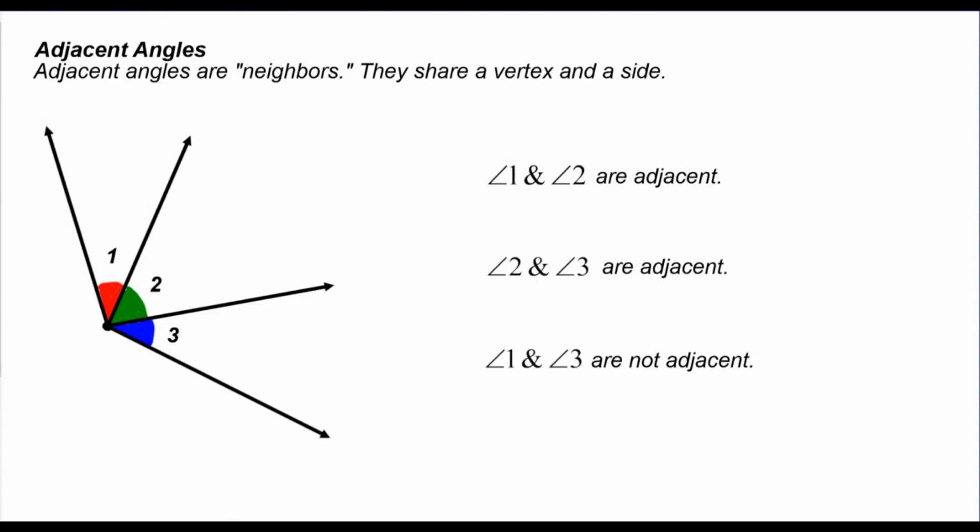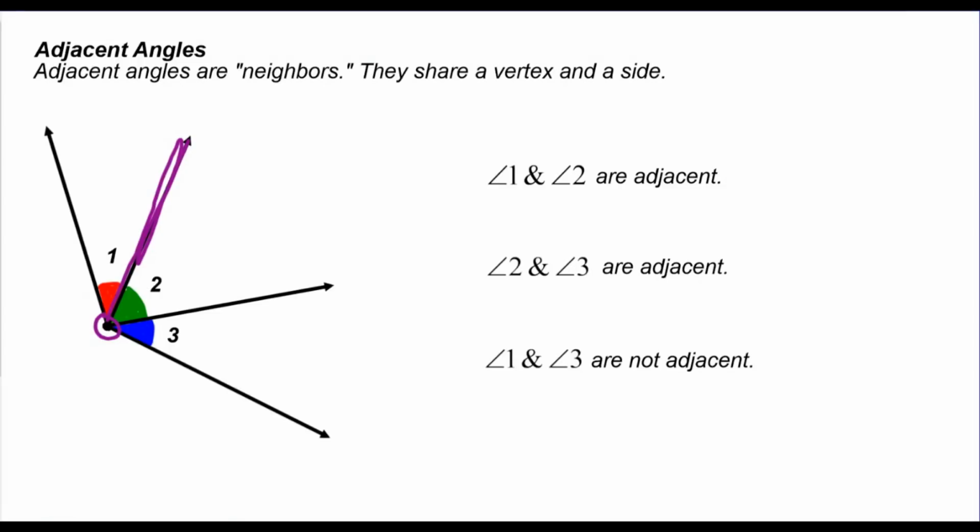So angle 1 and angle 2 are adjacent because they share a vertex, which is right here, and they share a side right here. This side right here is in between angle 1 and angle 2. They both share that side. So angle 1 and angle 2 are adjacent.